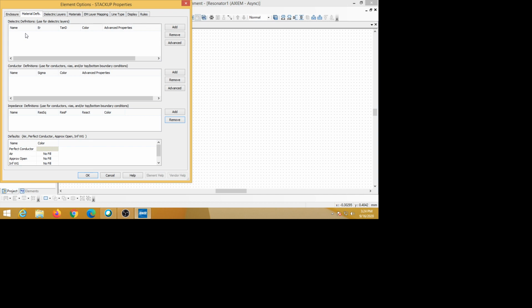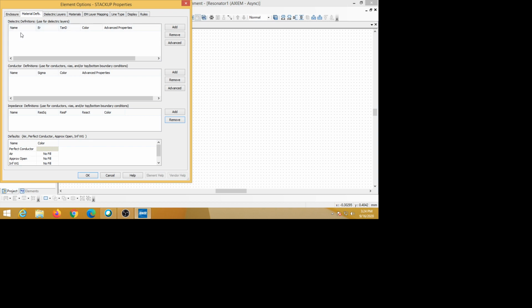In the first assignment problem I have given: design an open circuit lambda by 2 microstrip resonator to operate at 5 gigahertz using a substrate with a thickness equal to 1.59 mm, epsilon r equal to 2.2, tan delta equal to 0.001. So here the substrate properties are epsilon r given as 2.2, and tan delta is 0.001.